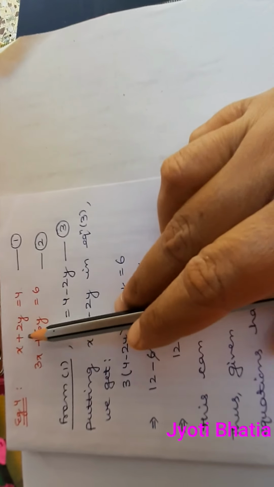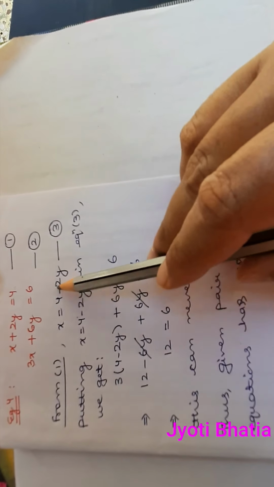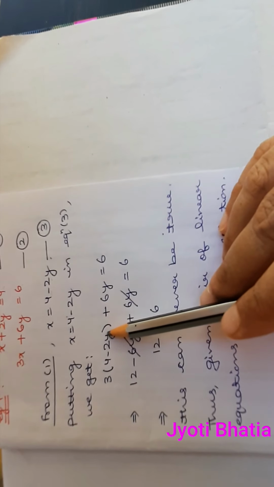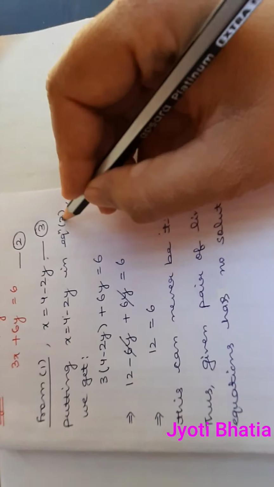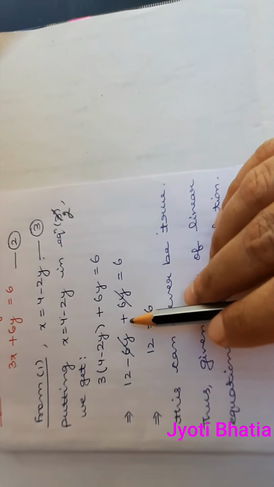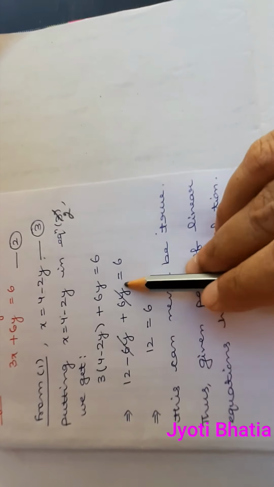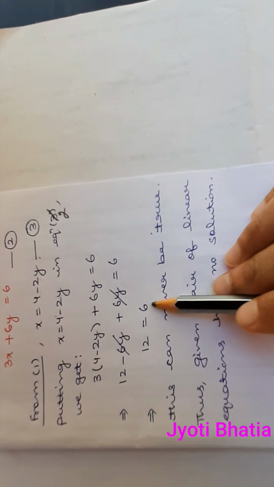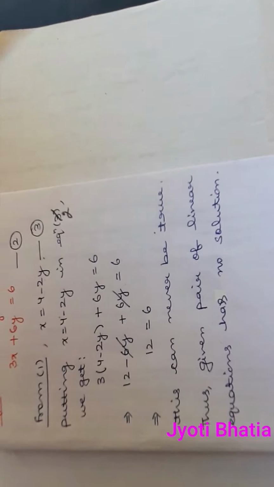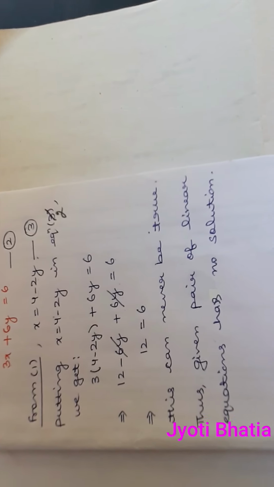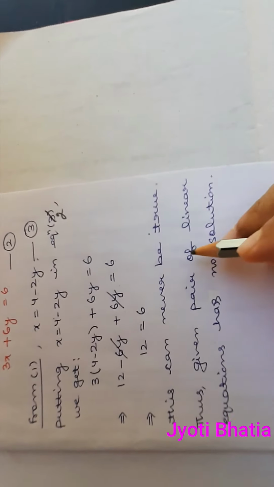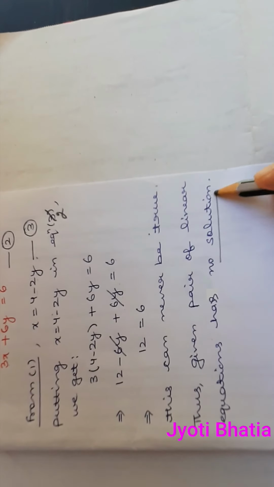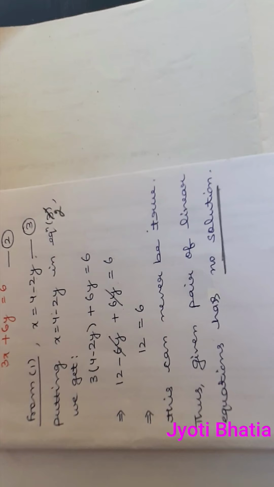So from 1, as the coefficient is 1, I am taking x equals 4 minus 2y. Putting this in equation 2, we get 12 minus 6y plus 6y is equal to 6. Again 6y and minus 6y cancel, we are getting 12 equal to 6, which can never ever be true. You cannot say that number 12 is equal to number 6. So this can never be true, and hence the given pair of equations have no solution. Clear?